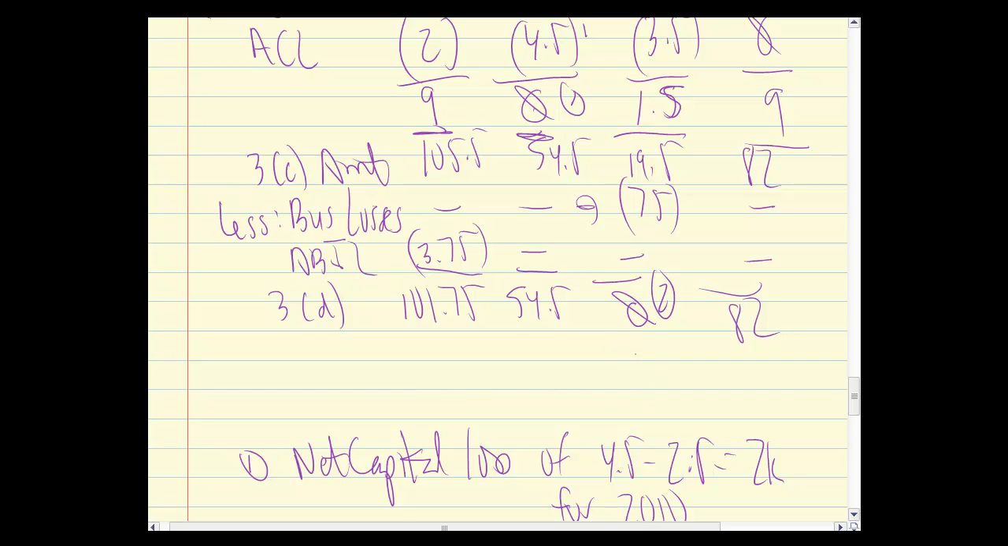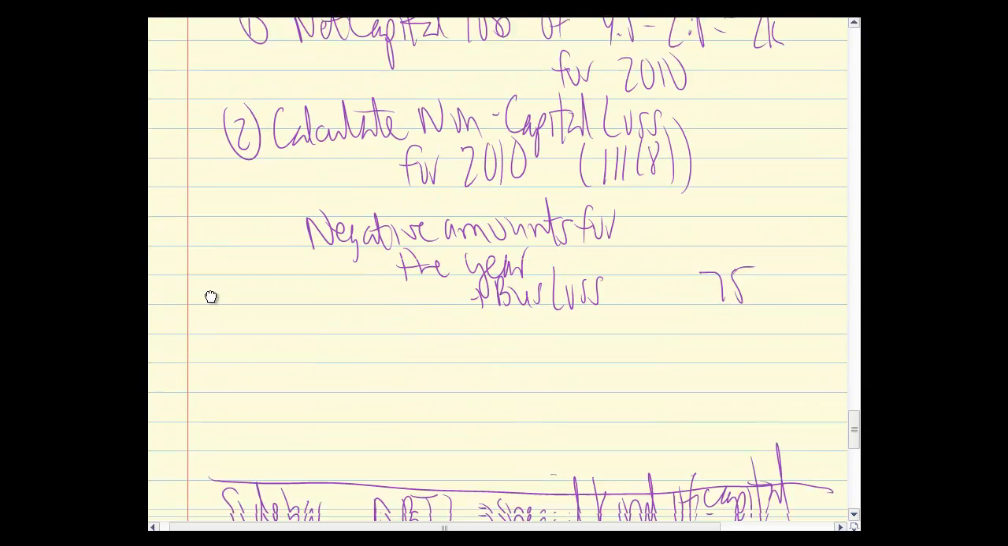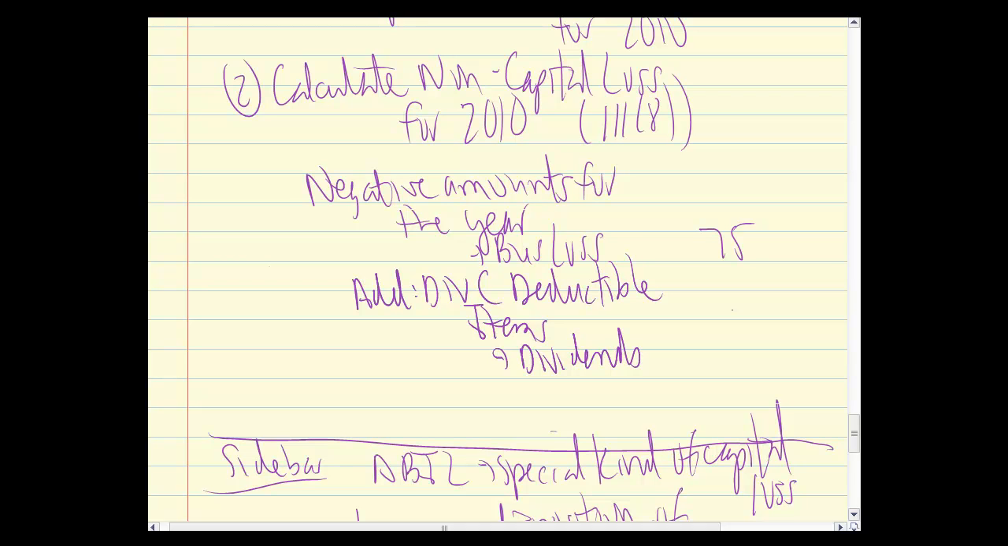So what they say is, okay, we're going to let you regenerate the loss, or make the loss whole. But what they're going to do is say, add division C deductible items, which are basically dividends, which is how much? 18. And net capital loss, 1.5. We'll go through that calculation in a sec, okay? So this one here, we'll do that later.